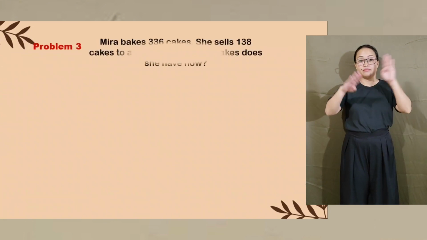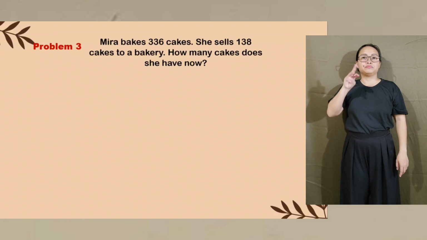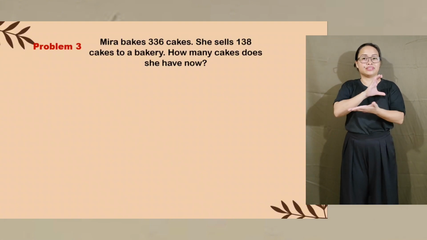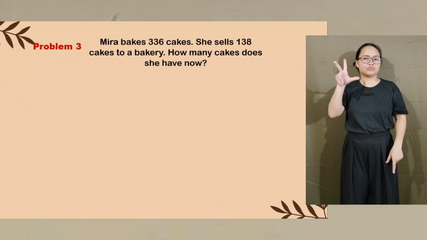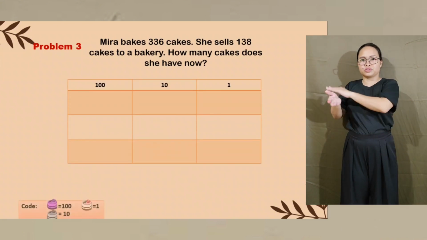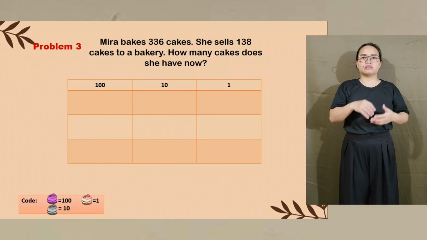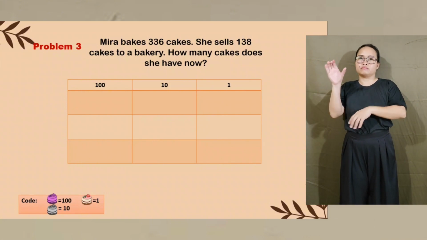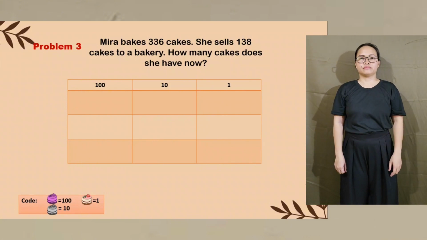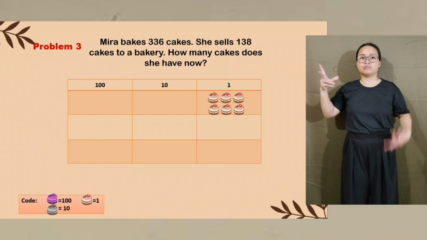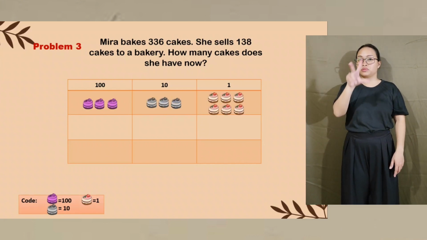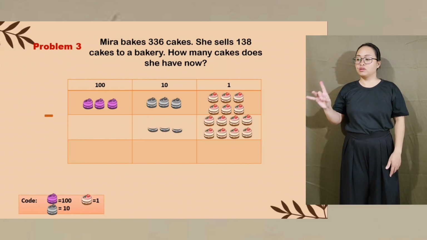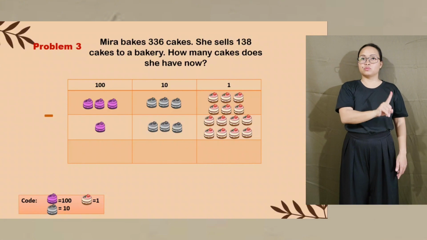Problem number 3. Mira bakes 336 cakes. She sells 138 cakes to a bakery. How many cakes does she have now? So let's align the digits to their respective places. Now 336 has 6 ones, 3 tens, and 3 hundreds, while 138 has 8 ones, 3 tens, and 100.